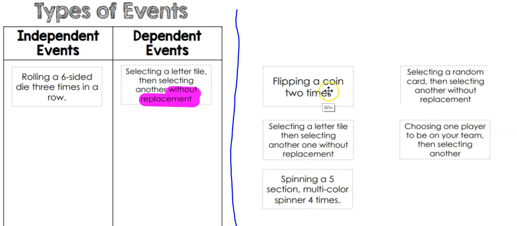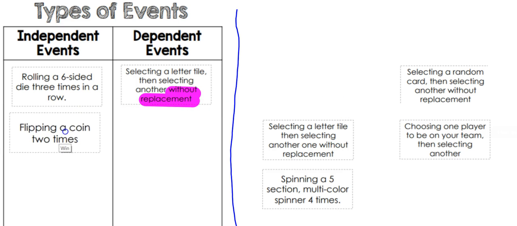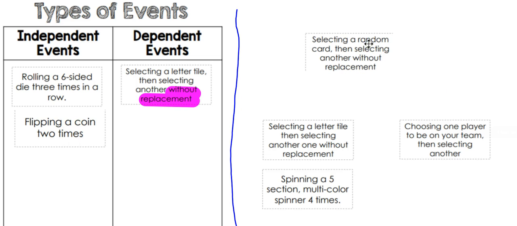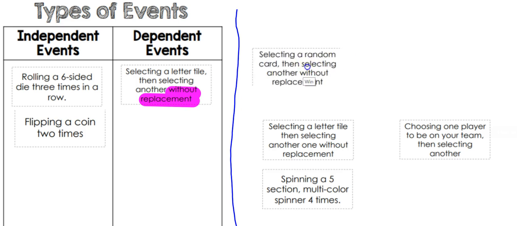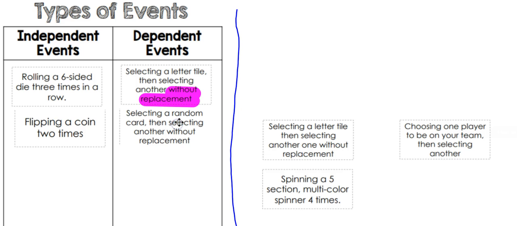All right, flipping a coin 2 times. Heads or tails, I have a 50-50 shot, or 1 out of 2 the first time, and 1 out of 2 the second time. So this is going to be independent. Next, selecting a random card, then selecting another without replacement. Again, we've got that key, without replacement. Once I take one card out, I've changed my deck. So this is going to be dependent. And again, my clue is without replacement.